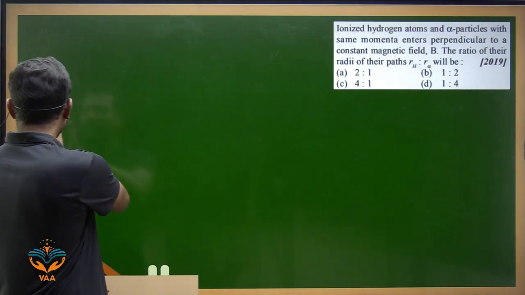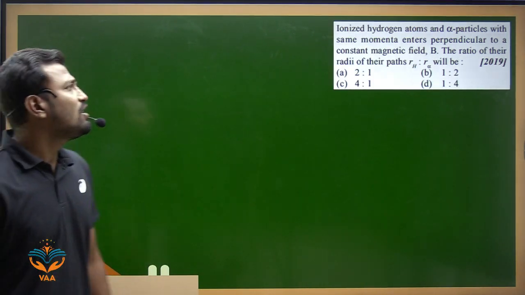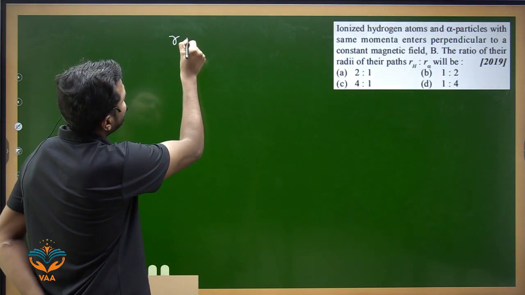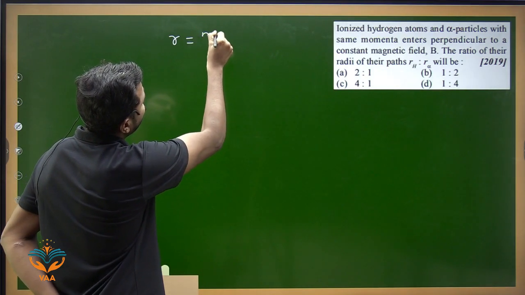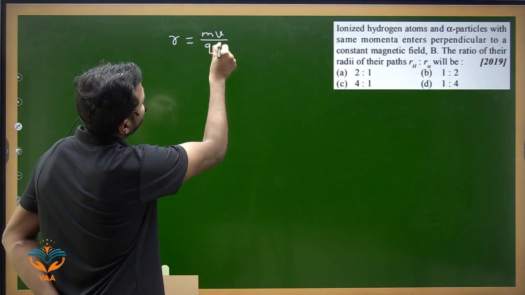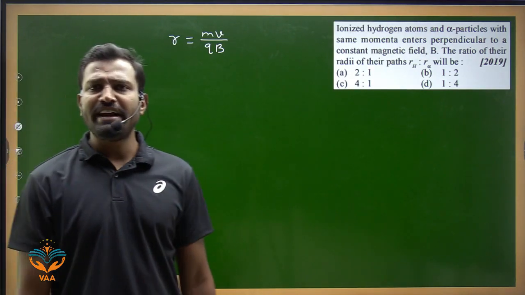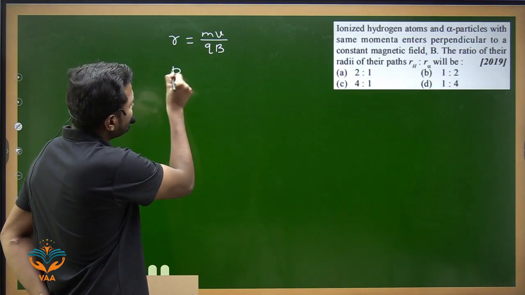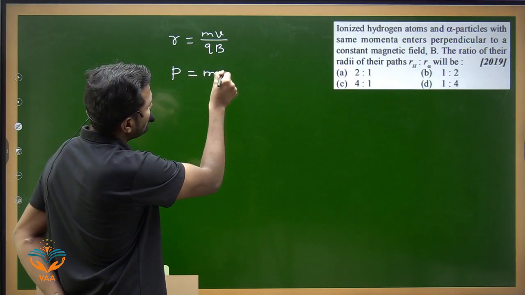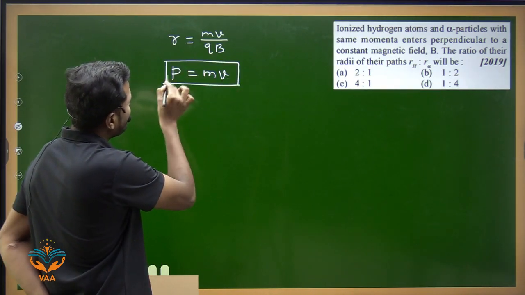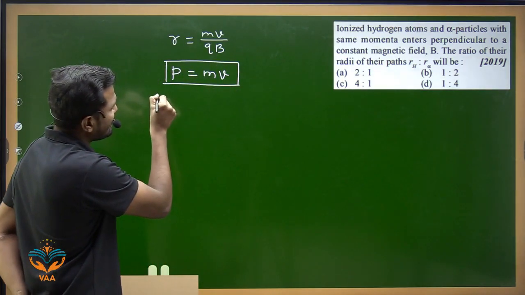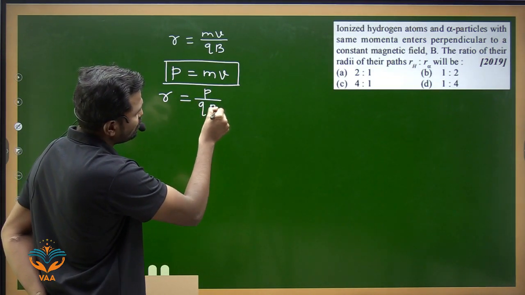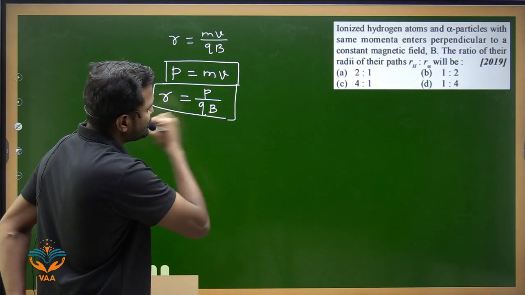First of all, I'll start with the basic thing. I know the basic equation for the radius: R is equal to mv by qB. The value of momentum is nothing but mass into velocity, so I can write the radius as R equal to momentum divided by charge into magnetic field. These are the things we know.